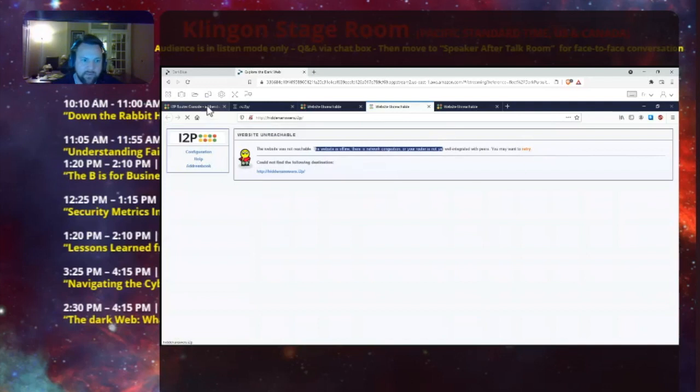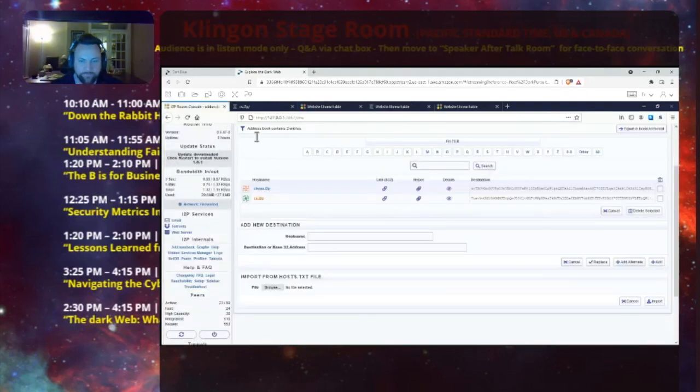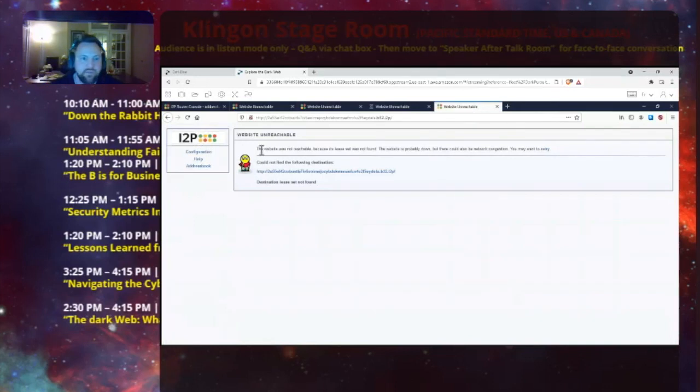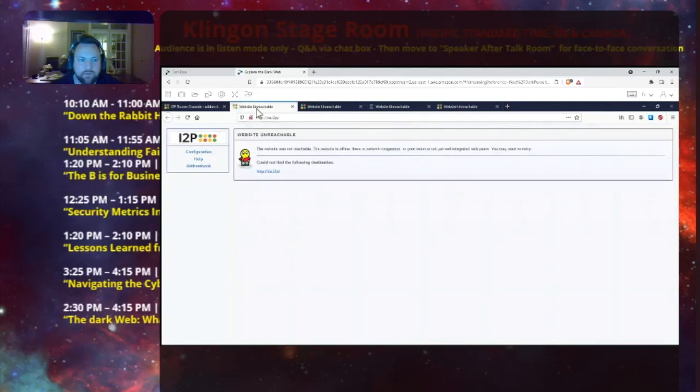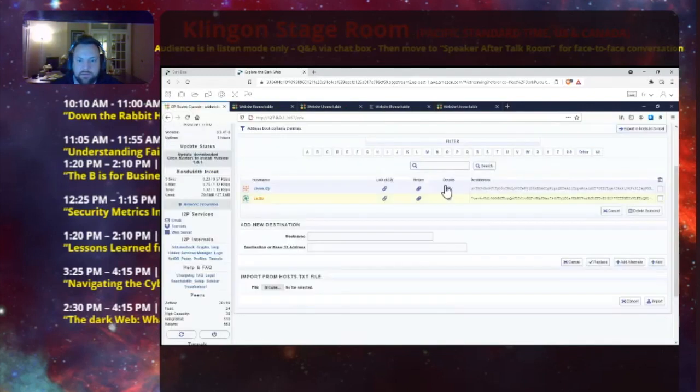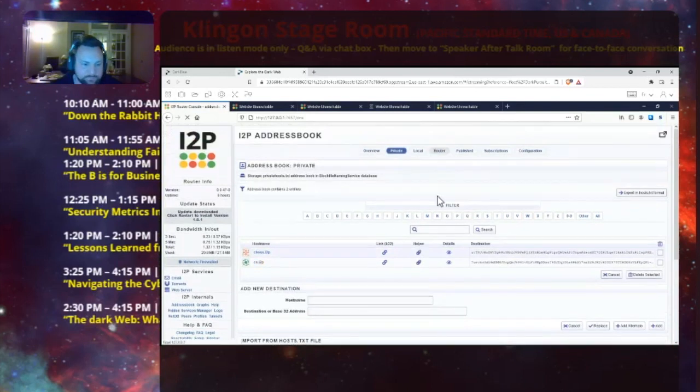I'll retry. I think this router has been running for 6 hours. So it should be somewhat well integrated, but maybe it needs to run a little bit longer. This one was the website's not reachable because its lease set was not found. So that's a different message, and that's potentially because it's not published in the network database how to get here, or my router hasn't come across another router that has that metadata that allows me to communicate with it. All right, let me try another site because I want you to see what I2P looks like.